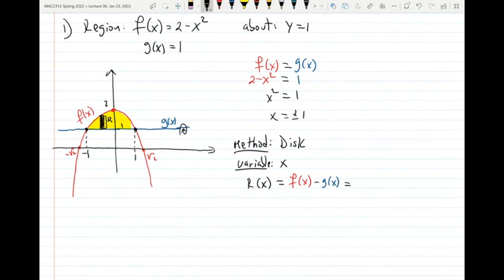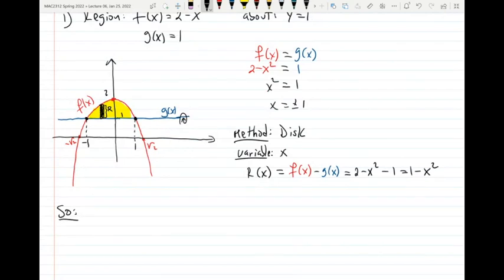All right, so let's compute this. So that's 2 minus x squared minus 1. So that's 1 minus x squared. So the formula for r of x is 1 minus x squared. Are we good with this? So we are ready. Because we're using this method, we understand what the formula is. The formula is the integral of, let's see, from where to where? From where to where is the region? From -1 to 1. And then remember the formula is pi r squared dx.